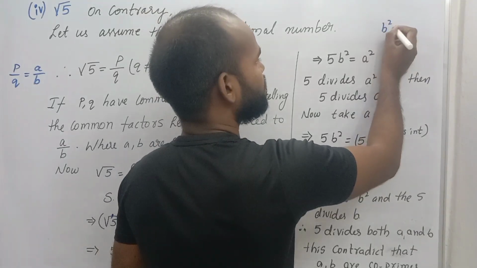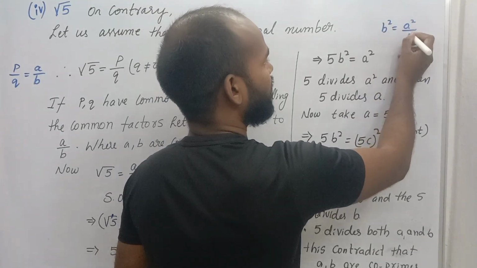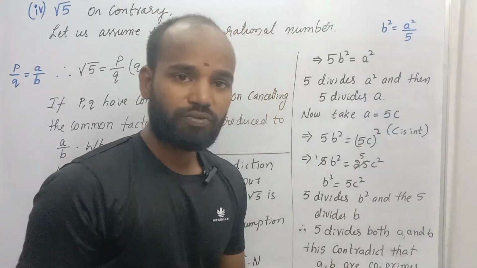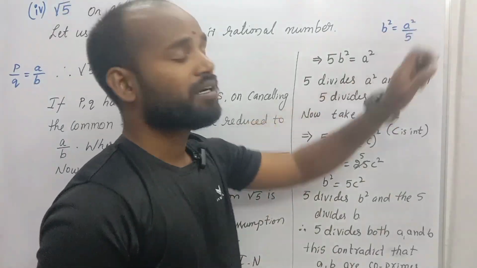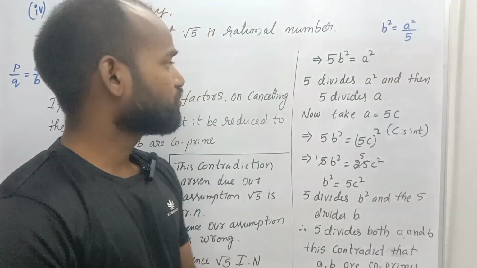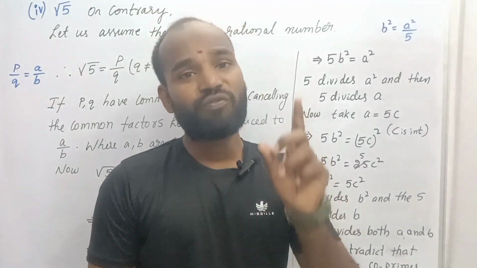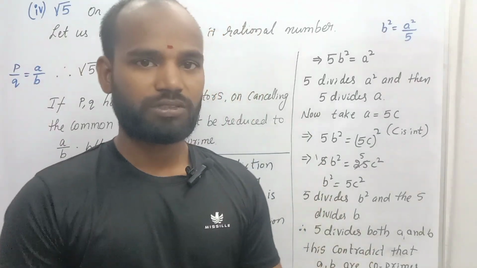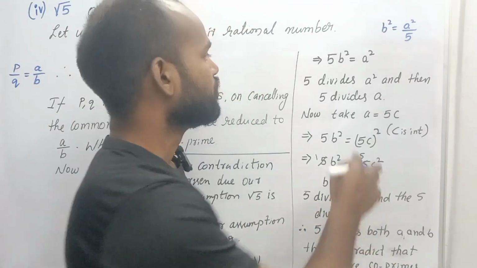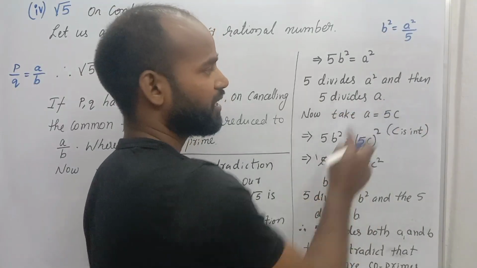b square is equal to 5 times a square. So what is it saying? That statement is saying that 5 divides a square. If 5 divides a square, then 5 also divides a. So a is also divisible by 5. So 5 divides a.